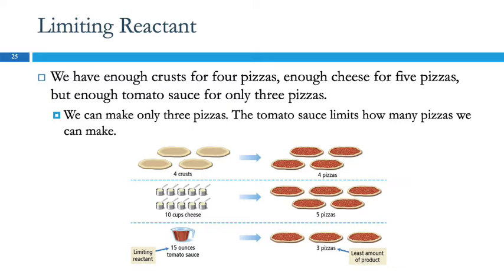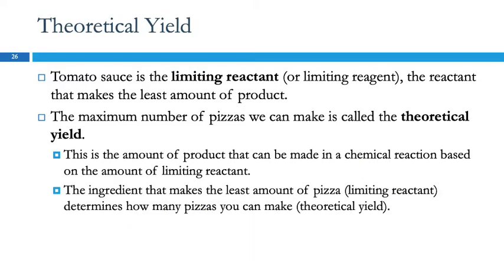So here it is in pictures. We've got enough crust for 4 pizzas, right? Enough cheese for 5 pizzas, but only enough tomato sauce for 3 pizzas. So this is the least amount of product, and so this is the limiting reactant. Any questions? So we call the tomato sauce the limiting reactant or limiting reagent. We identify that because it's the one that makes the least amount of product.